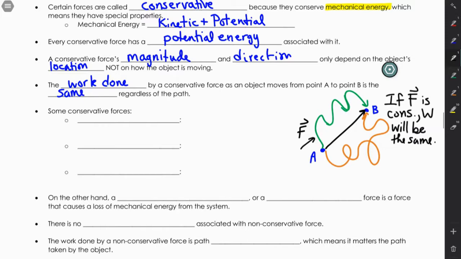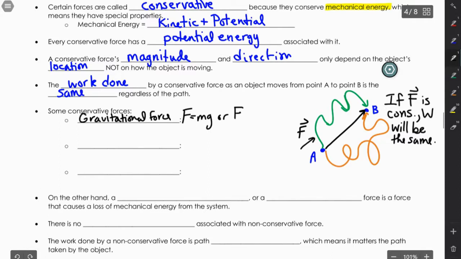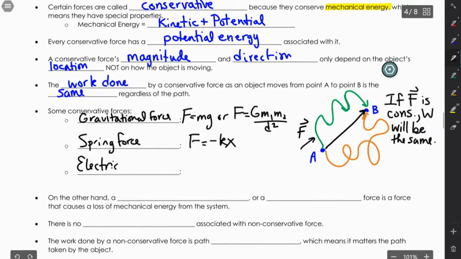Now here are some conservative forces. You have the gravitational force, I mentioned that one, and that's calculated two ways: F equals mg, or F equals G m1 m2 over r squared. The spring force is a conservative force, F equals negative kx. And then also the electric force is a conservative force.